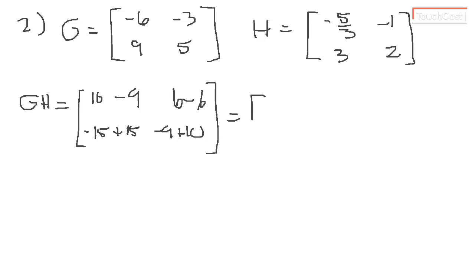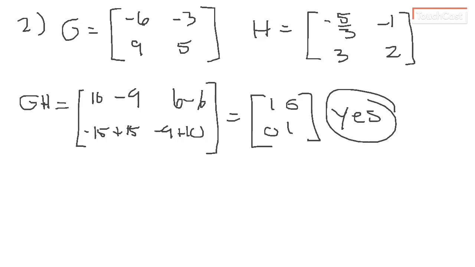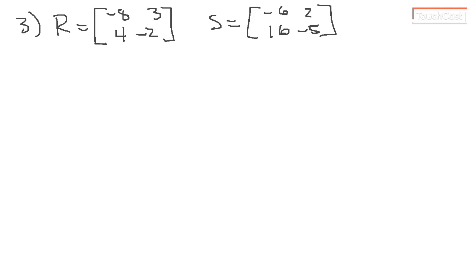So if we combine everything, we're going to get 1, 0, 0, 1, which means, yes, H and G are inverses of each other. Let's check out example 3. So we've got R and S. So we're going to go R times S to see if they're inverses. And I think as far as determining if these are inverses, this will be the last one. We'll skip the next example if you're using your note packet.